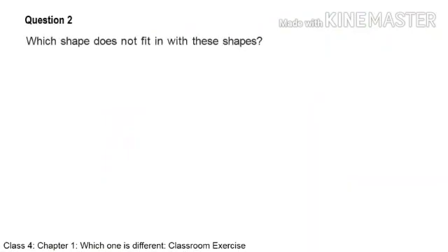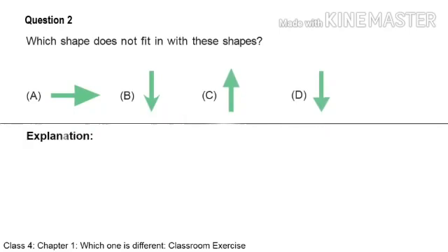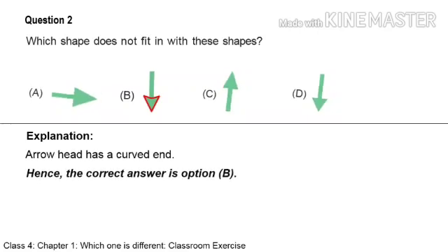Now let us go through some classroom exercises to understand this chapter better. In this question, which shape does not fit in with these shapes? Is it option A, B, C, or D? Among the given shapes, we find that only option B has its arrowheads with a curved ending. The rest all have straight ends. Hence, the correct answer is option B.